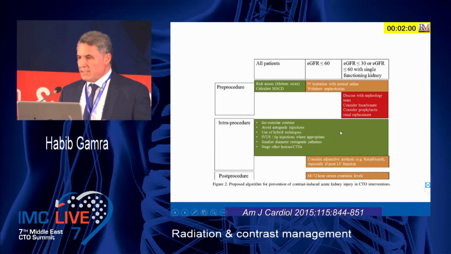This is an algorithm to prevent contrast-induced nephropathy, particularly in patients with abnormal renal function: you have to use IV hydration, and you must discuss with the nephrology team. Of course, during the procedure, you will have to avoid antegrade injection, particularly in CTO, use iso-osmolar contrast, and use hybrid techniques. IVUS can help you decrease the amount of contrast to be used. And you might consider the use of what we call the RenalGuard system. I don't know if you know about it.